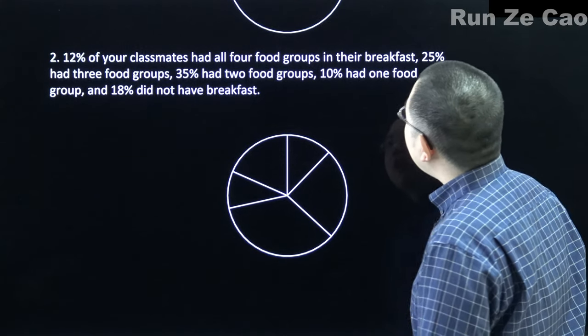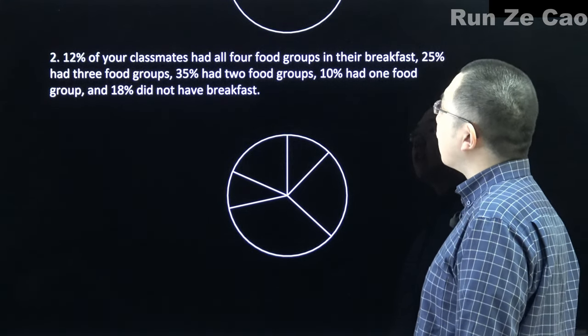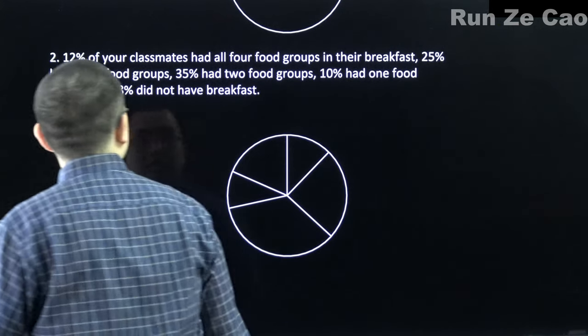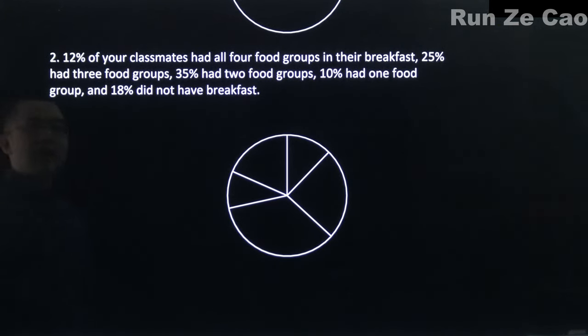12% of your classmates had all four food groups in their breakfast. 25% had three food groups. 35% had two food groups. 10% had one food group, and 18% did not have breakfast.